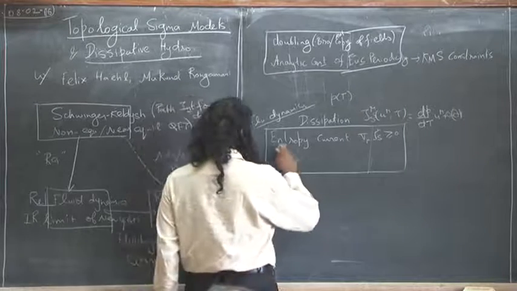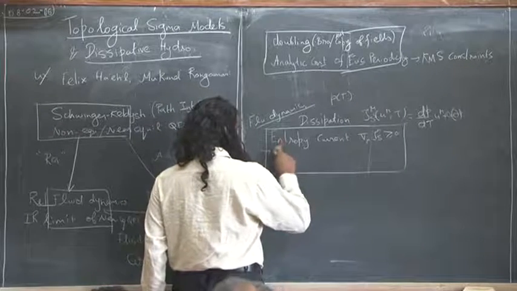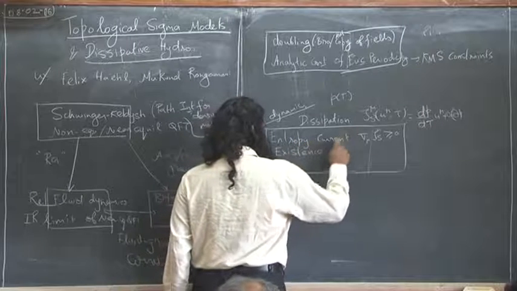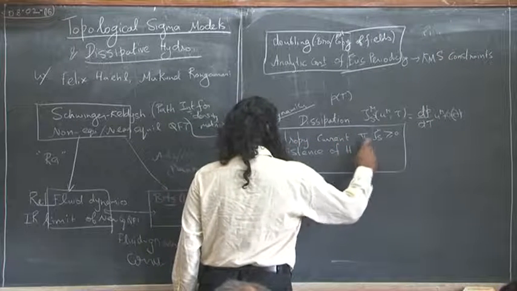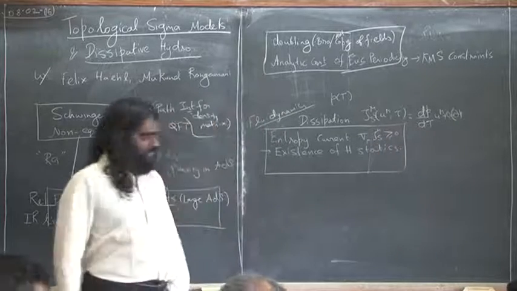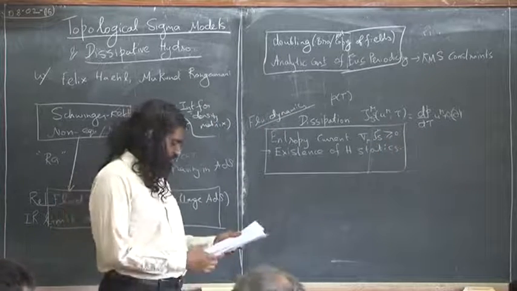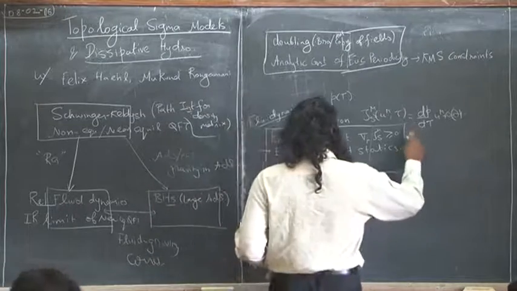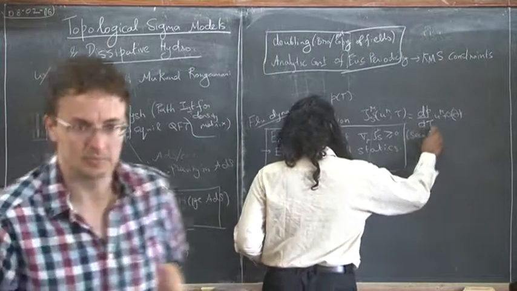Yeah. So this entropy current is also related to, should I say, the existence of hydrostatics, which is about time-independent solutions in fluid dynamics. Okay, the existence of equilibrium solutions in fluid dynamics. So this is the second one.